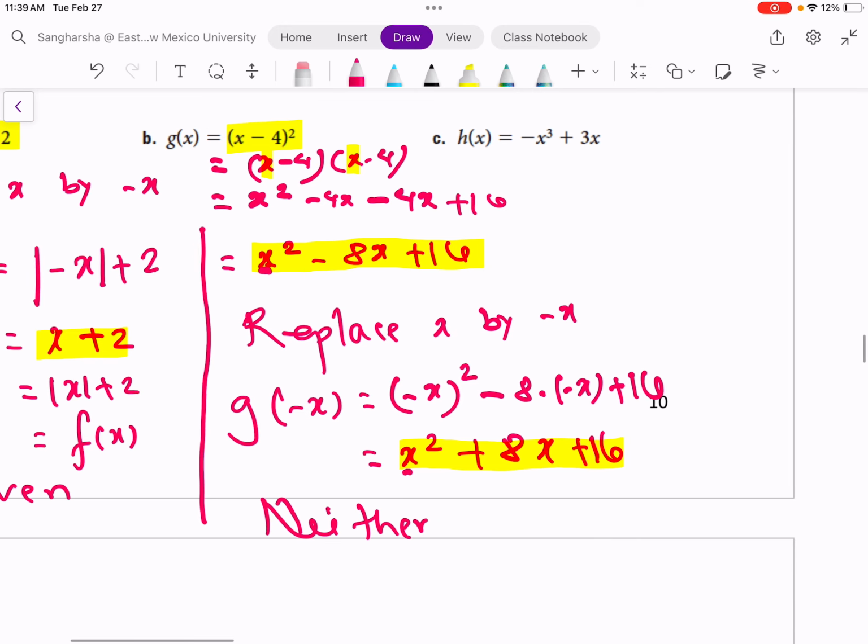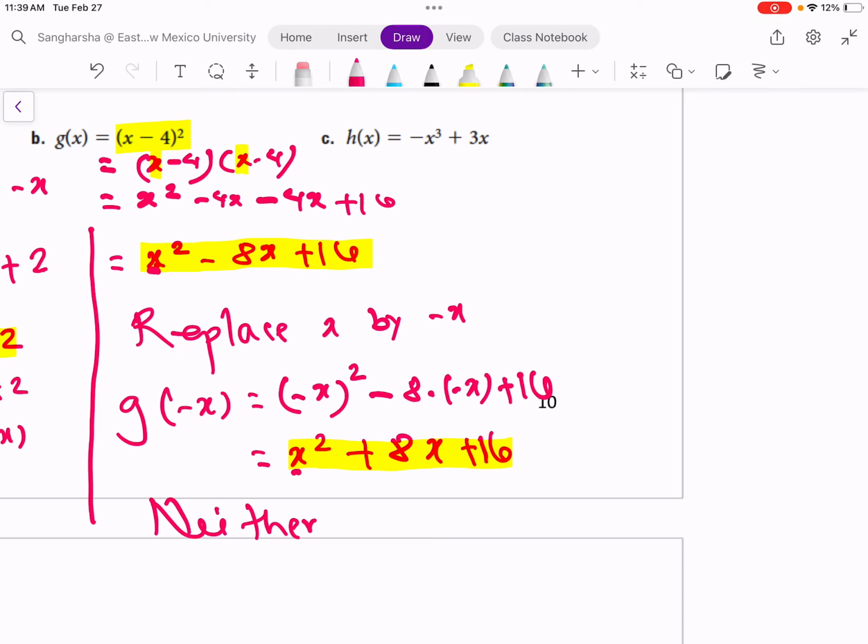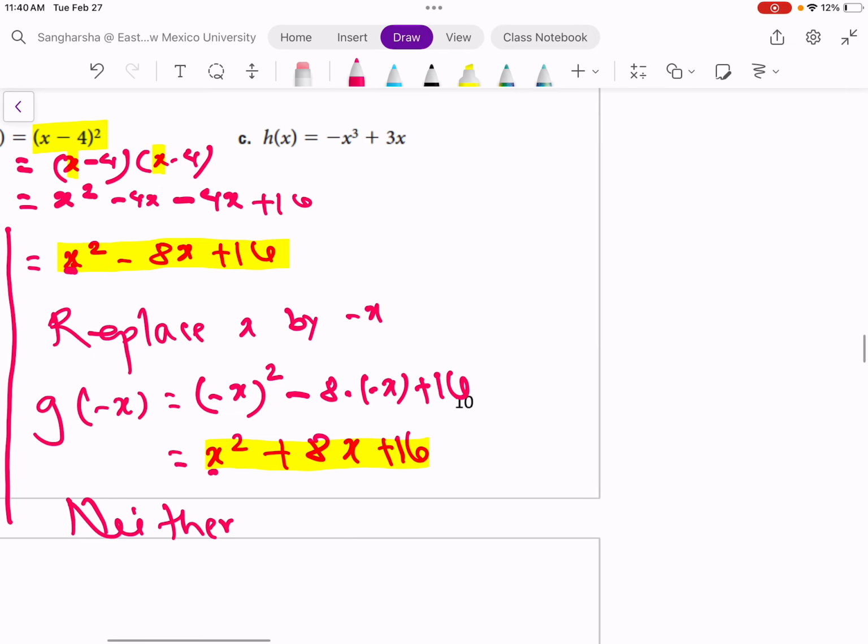Now let's go to number C. Let me know if you have any questions up to here. It's the same process. You just replace x by negative x. If you get the same function, it's even. If you get the negative of the original function, it's odd. And if you don't have either condition met, then it's neither. Hopefully C is an odd function.